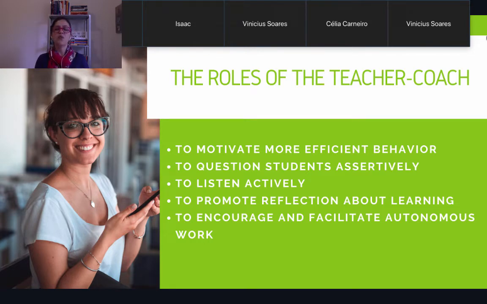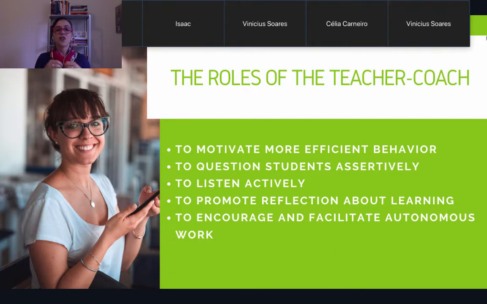I want people to be more engaged. I want them to be motivated to get home and find time to study English, because otherwise I'm going to keep teaching them forever, because we know that they simply don't get there. My point with my students is to question them assertively, and I'll give you an example of how I do that a little bit further in the talk today.